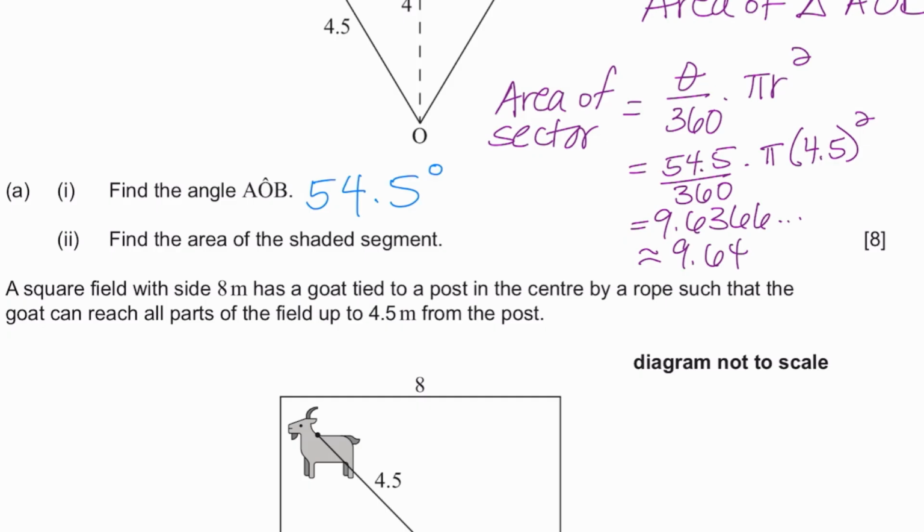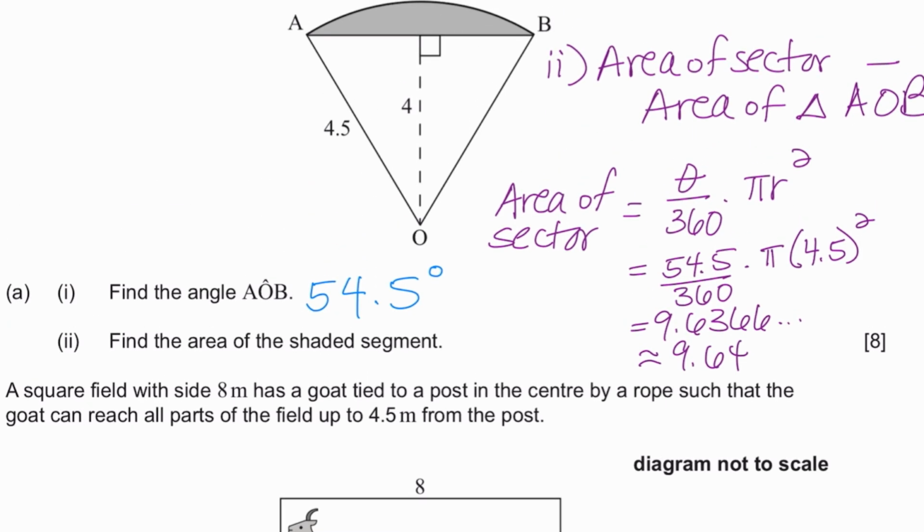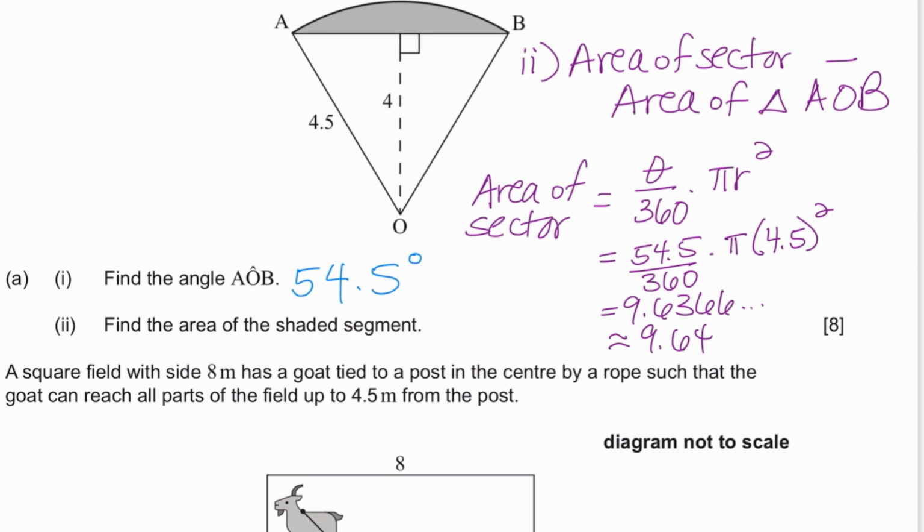So remember that we want to take the area of the sector minus the area of the triangle. So one of the things that we have to do now is figure out the area of this triangle. There are multiple ways for you to find the area of the triangle. One of the things that you can do is find the area of basically one of these right triangles and then multiply it by 2.